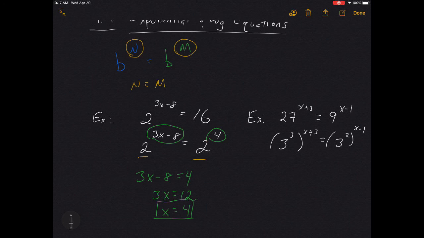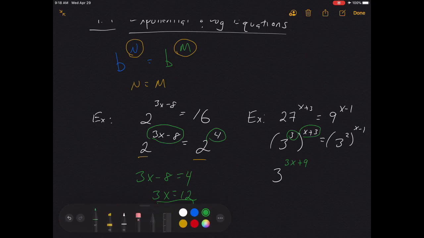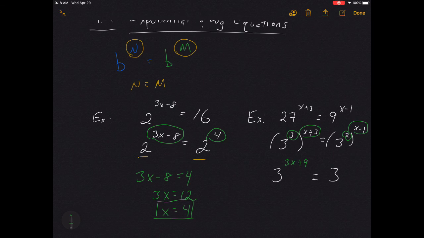I do have to take care of the fact that I have a power raised to a power. And if you remember from the previous lessons, when we have a power raised to a power, we multiply the powers together. So on the left side here, I have to raise the cube to the x plus 3. So I'm going to multiply those two things together, and we're going to get 3x plus 9 as my power. And then on the right side, same idea. The base is 3, but I have to raise the 2 to the x minus 1 power, which means we multiply them together. So we're going to get 2x minus 2.